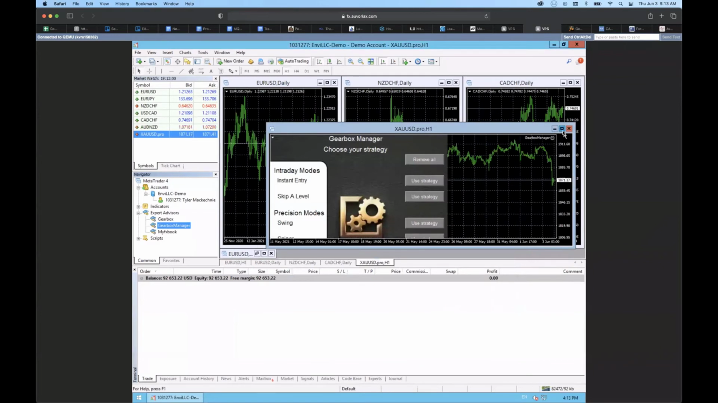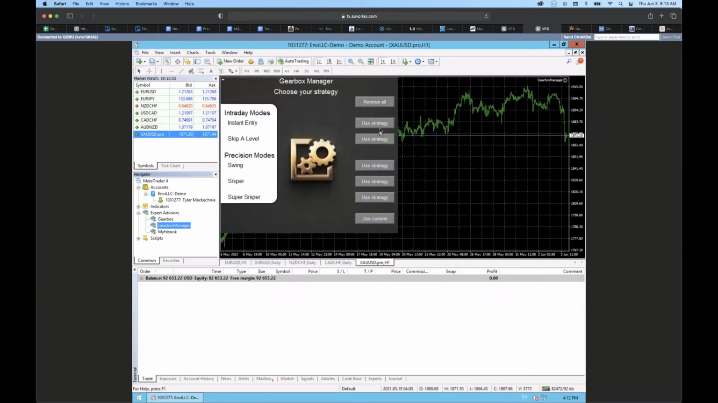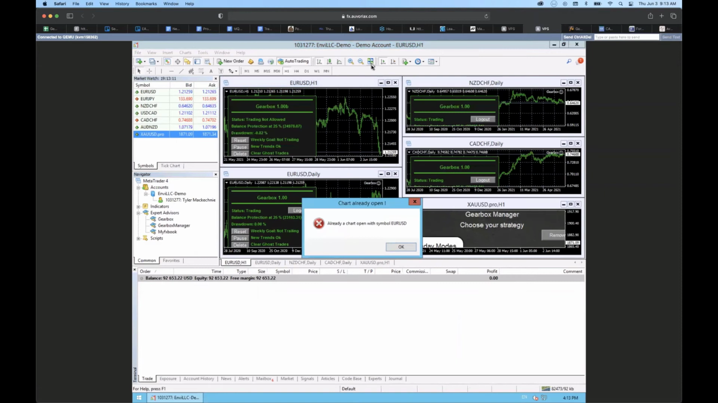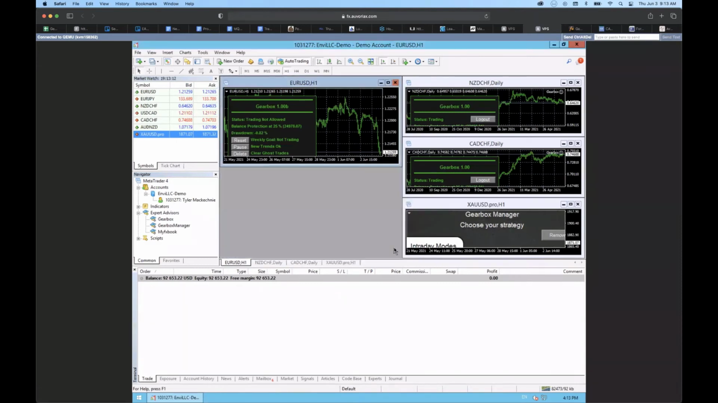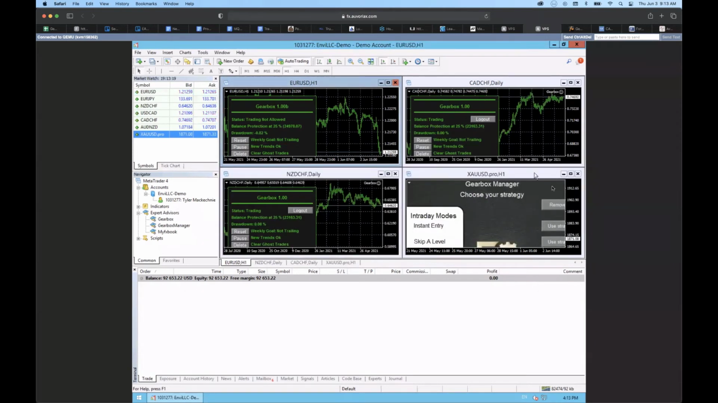And now all you would have to do to set up your instant entry strategy is go ahead and hit instant entry here. There must have been a second chart open with Euro USD. Yeah, it was there. It did exist. That's why it wouldn't let me hide it. But now they're all set up. Perfect. And now you're good to go.